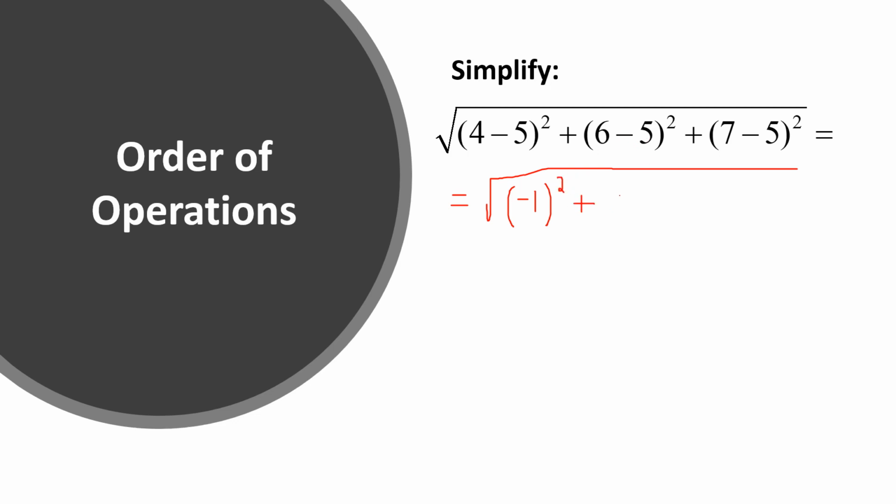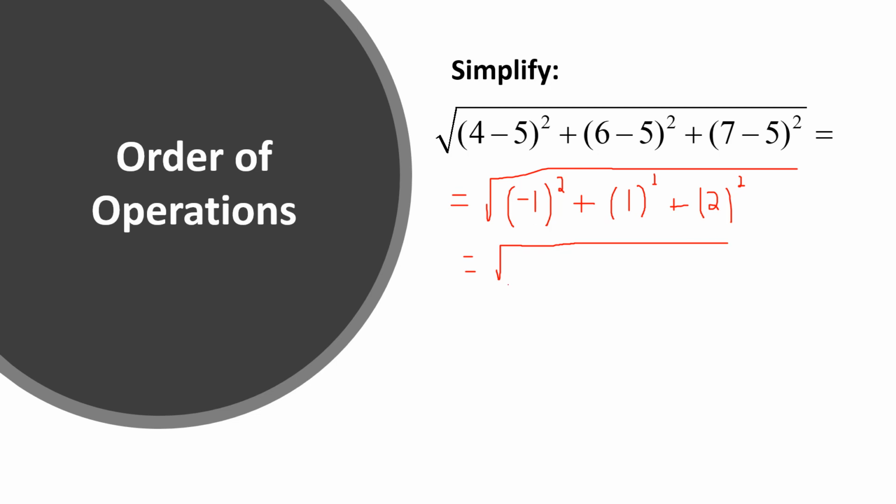6 minus 5 is 1, and then we have 7 minus 5, which is 2, and that's being squared. Next, we want to do exponents. So we have 3 squares, negative 1 squared. When you're squaring numbers, they're always positive or 0.